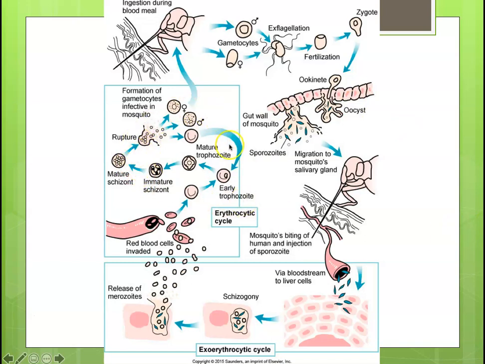So the erythrocytic cycle can continue on indefinitely without treatment, but there's usually only one cycle of the exoerythrocytic phase unless there's hypnozoites involved, which would cause a relapse years later.